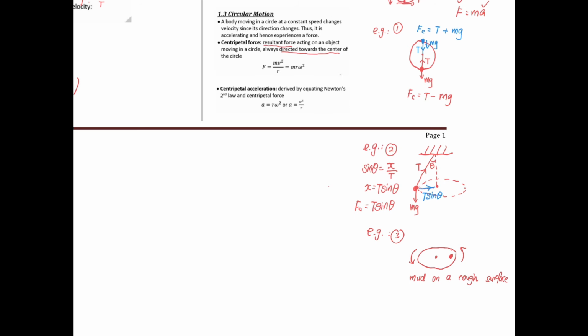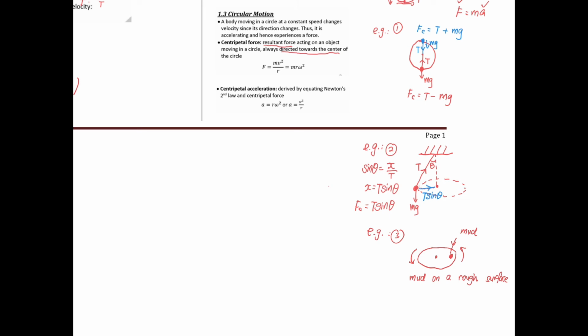On a rough surface. So when we say it's a rough surface, that means it has frictional force. So what happened is, okay, let's say I label this as the mud. The mud is on a rough surface. So the disc is spinning.